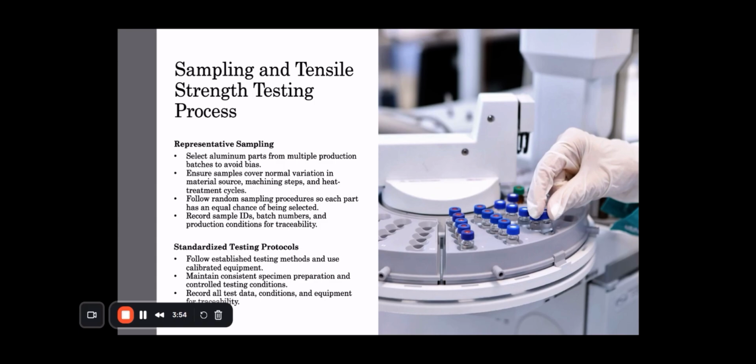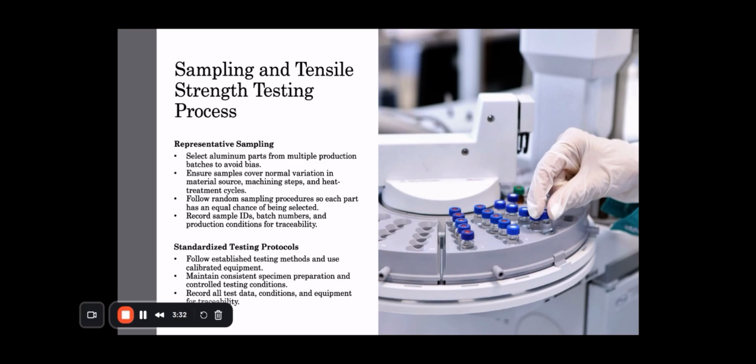To conduct a meaningful analysis, we used a representative sampling strategy. Parts were selected from several production batches so we could capture natural variation in materials, machining, and heat treatment. Each sample's ID, batch number, and production conditions were recorded for traceability.